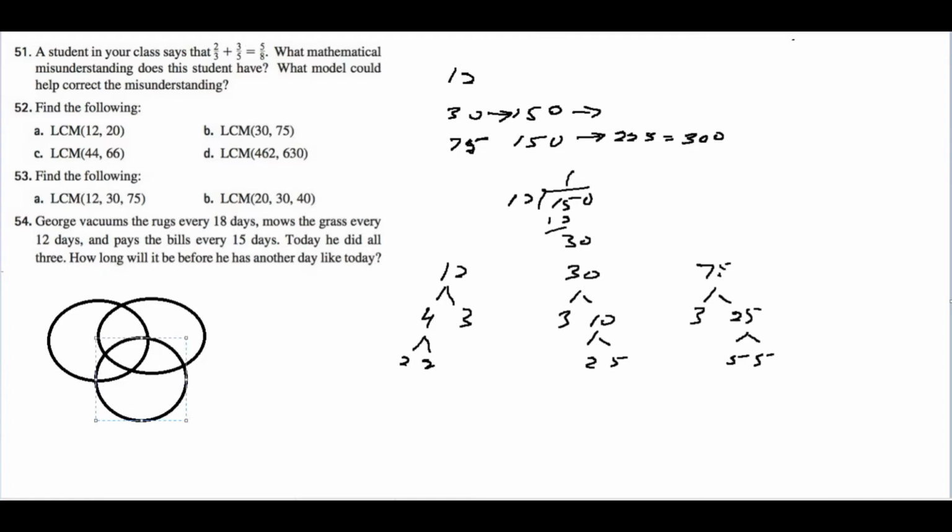And you will put those things that are common. Okay, this one doesn't have a 2, but it has a 3 and a 5 and a 5. This one has a 3. This one has a 3. This one has a 3. So 3 is the one that's in all 3 circles.